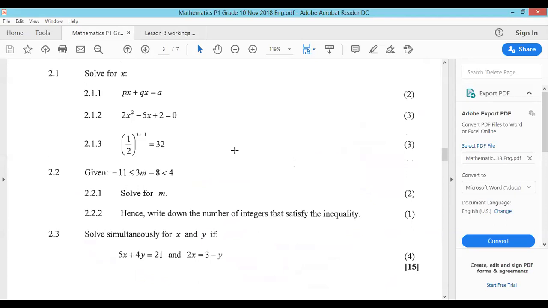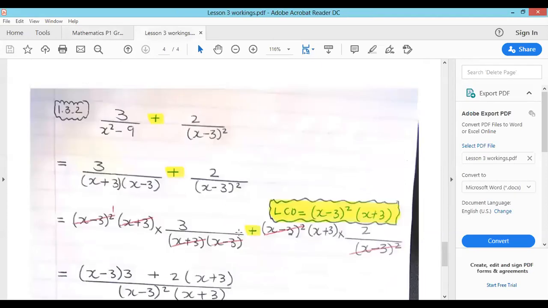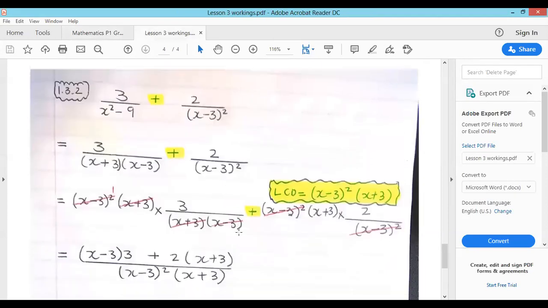But I want to go back to yesterday's work, which was this one. Because of time I couldn't finish explaining everything thoroughly, and I can see now I have about 5 minutes more, so I want to explain this to you guys. Remember, guys, here it was a simplification question. You were given 3 over x squared minus 9 plus 2 over (x minus 3) all squared.